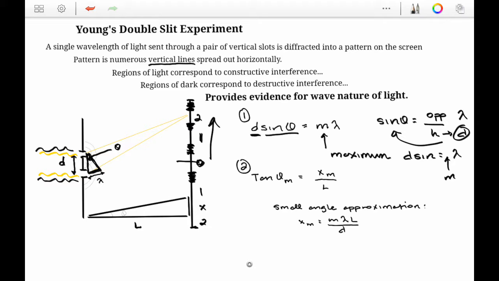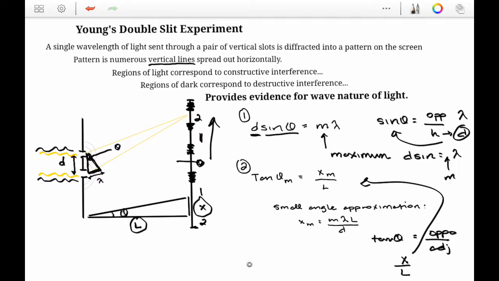And so the second mathematical relationship that we can identify involves L, which is the distance from the slit to the screen, and X, which is the distance between maxima. By using the tangent of angle theta here, we can see that tangent is equal to opposite over adjacent, and that would be X over L. So that's how we derive this second mathematical relationship.